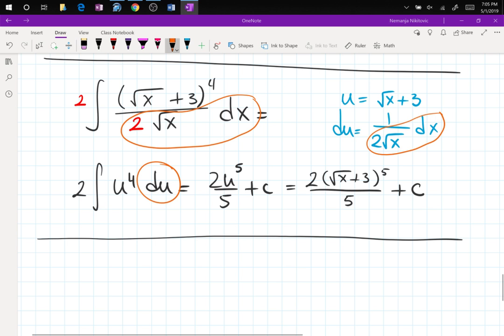Alright, let's see one more and lock the doors. Integral of tangent inverse of w divided by w squared plus 1 dw.